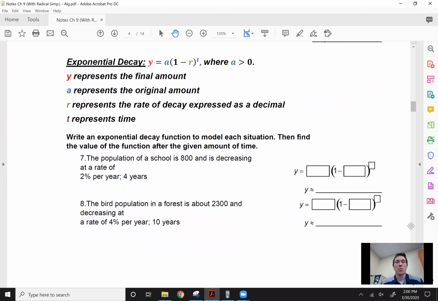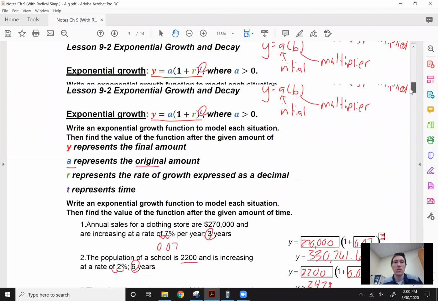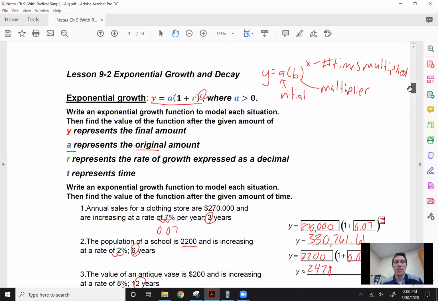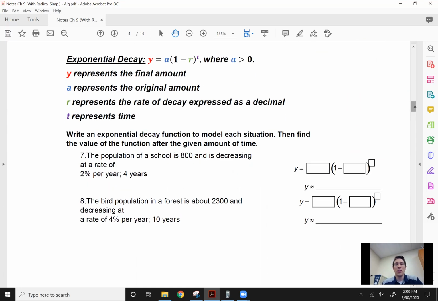It says y equals 1 minus r to the t. Notice the only difference between exponential decay and exponential growth is the plus and the minus sign. Growth has a plus sign. Decay has a minus sign. That's the only difference. So in this case, it says population for school is 800. Again, that's my initial, and is decreasing at a rate of 2%, so 0.02. Again, the key is that that's a minus sign. What's the school going to look like after 4 years?